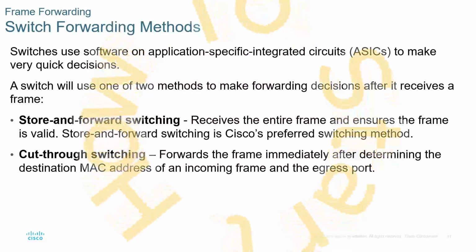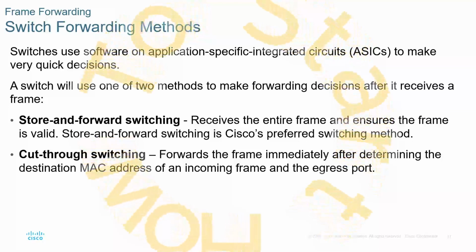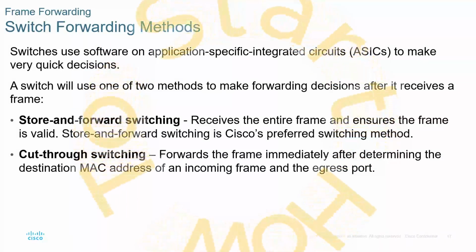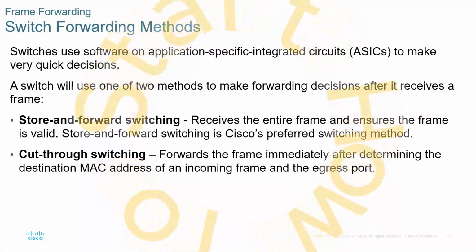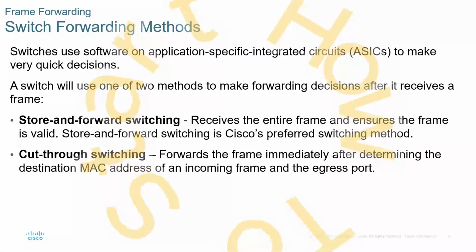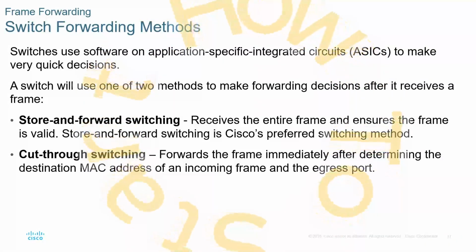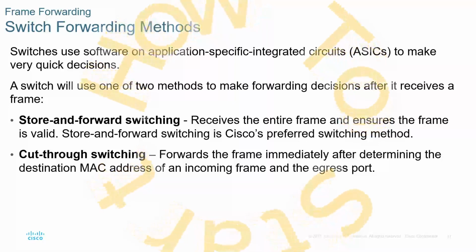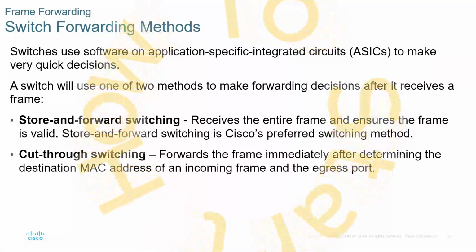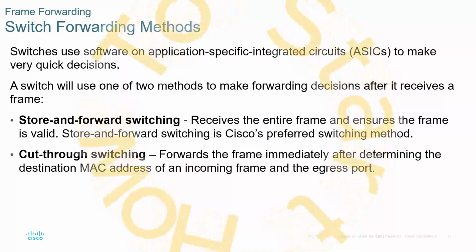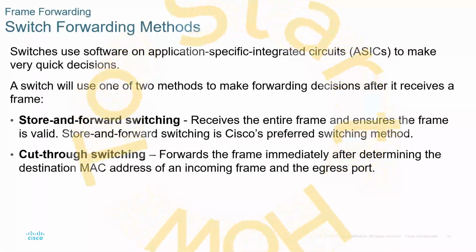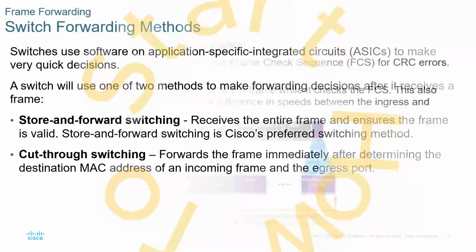Cut-through switching will forward the frame immediately after determining the destination MAC address, meaning if there is an error, cut-through switching will forward out the error, where store and forward switching will not, because store and forward will receive the frame, see the error, then discard the frame altogether. So there's pros and cons for each one of them.